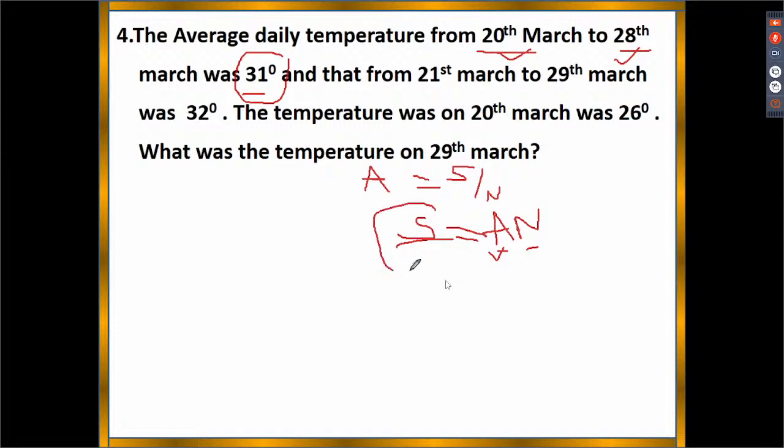Is it possible to go for the total temperature? Yes. So A value 31 is given and the number of days are 9. Similarly, 21st March to 29th March, including 21st and including 29, the number of days are 9 only. Again the average is 32. So do it first, write down. S is equal to A into N.